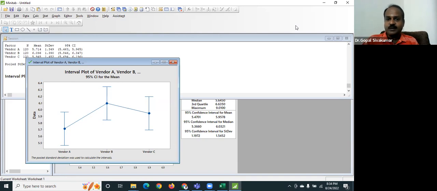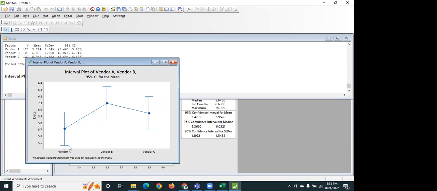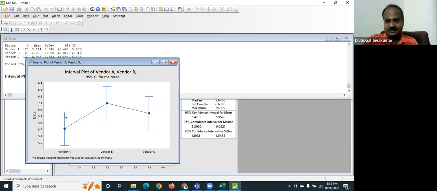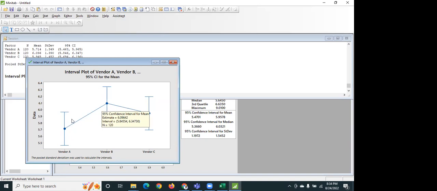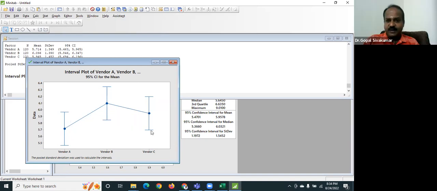is different. But for smaller values like 5.4 and 5.9, you look at the confidence limits. Lower confidence limit, upper confidence limit. The upper confidence limit of A crosses beyond the lower confidence limit of B. Am I right? Yes, sir. The same upper confidence limit of A goes beyond the lower confidence limit of C also.